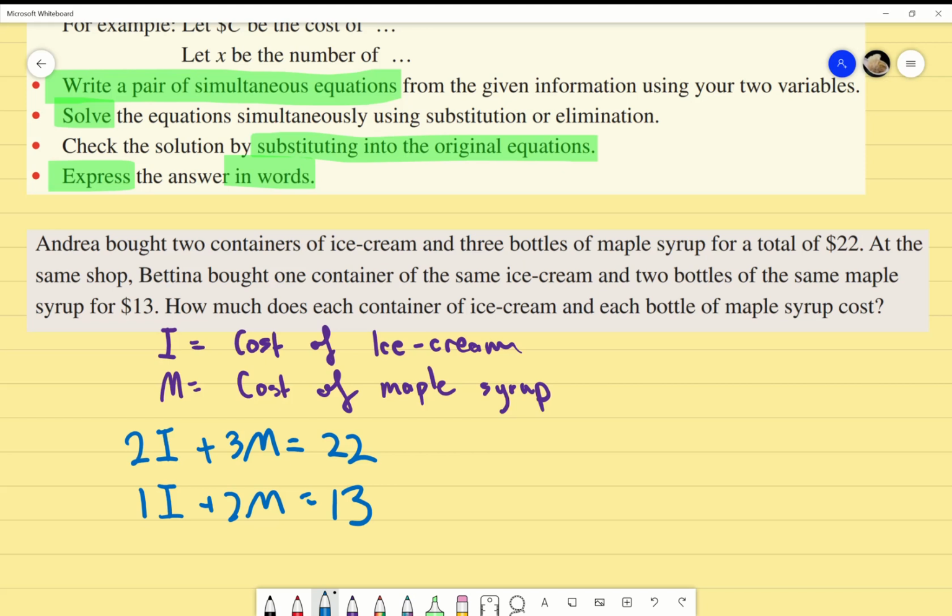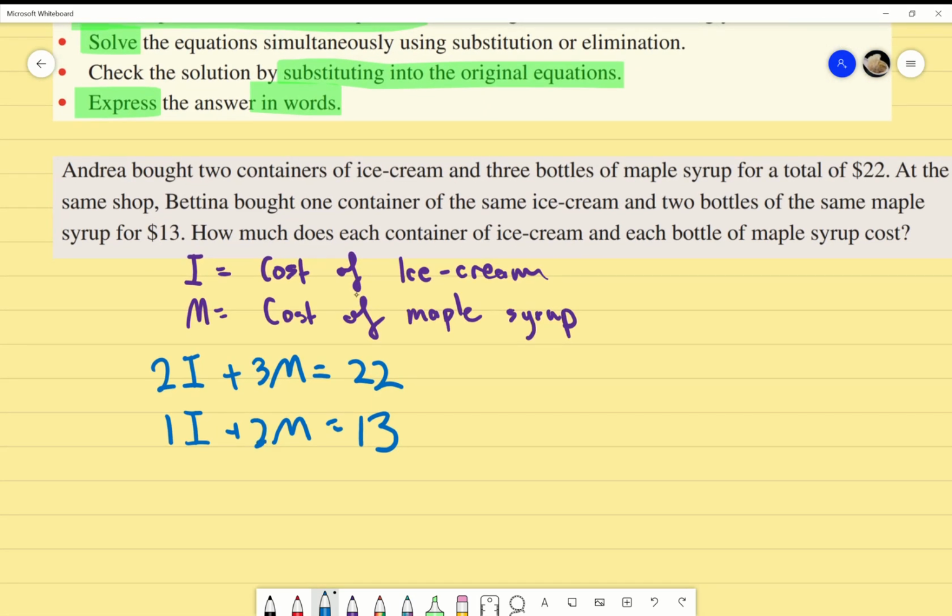You cannot, and I want to be very clear about this because I'm being very pedantic in Year 9 Maths Advanced, you cannot just randomly say m equals 3 and I equals 6. Because the question never told you m is the cost of maple syrup. For all I know, m could be the cost of McDonald's chips, right? So you have to define. Okay, so we've done that. Then we just treat it as we would a normal simultaneous equation.